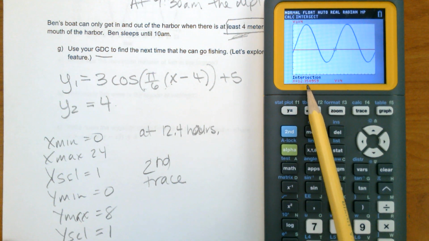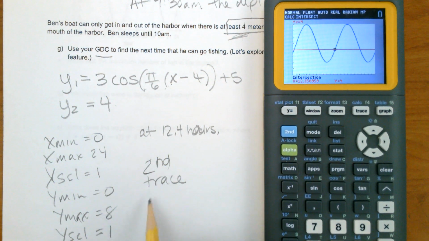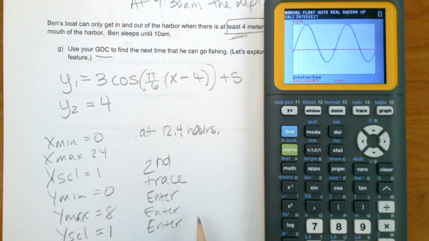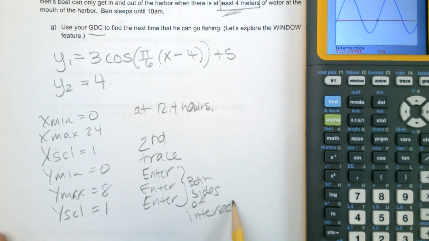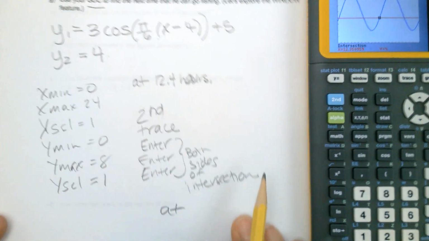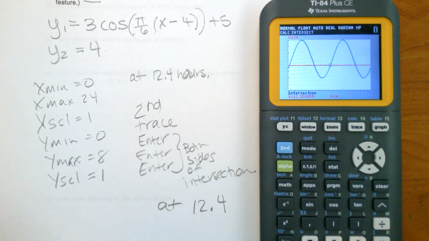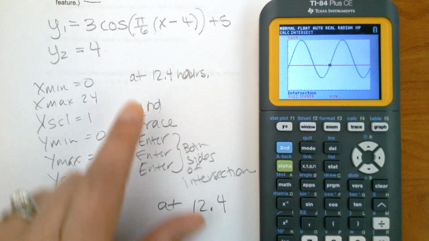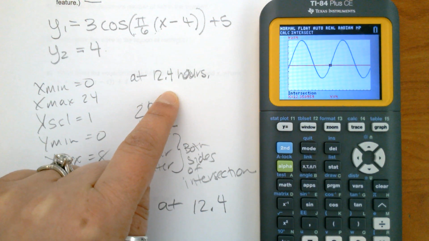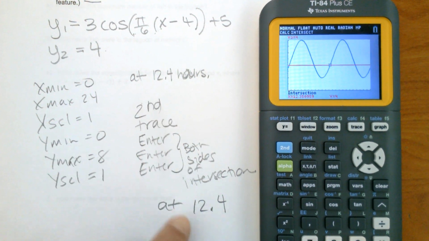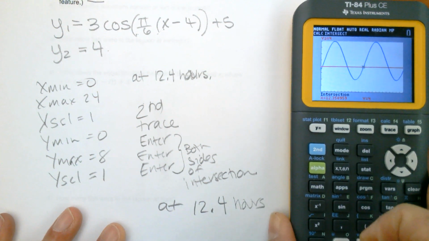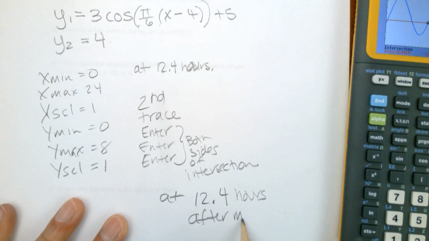Ooh, look at that, 12.35. So I did second trace, and then I pressed enter a few times, making sure I was on both sides of the intersection. Okay, and I got 12.4. It's actually 12.35, as you can see right here, which is really good. That's great. So estimating, not having to go through all of this, I got 12.4 just by looking at it. And going through the precise steps, I also got 12.4 hours. And remember, this is hours after midnight.